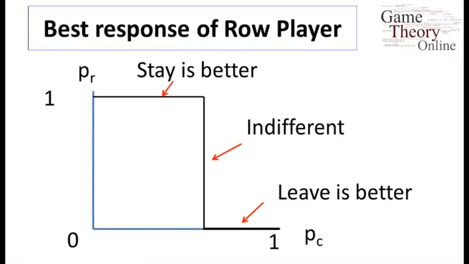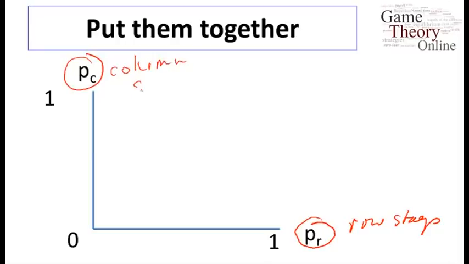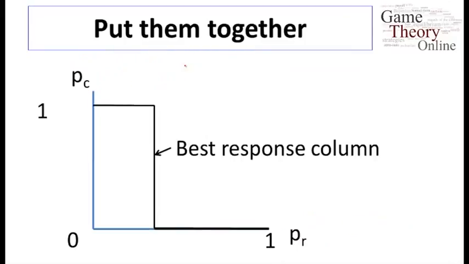We also have the best response of the row player as a function of what the column player is doing. So we have both best responses, and let's now put them together on one graph. What we'll do is keep track of the row player's probability of stay, so the probability that row stays, and on the vertical axis, we'll keep track of the probability that the column player stays. So we want to put both of these best response correspondences on the same figure. And we already have the right axes, PR on the horizontal axis and PC on the vertical axis, for the best response of the column player.